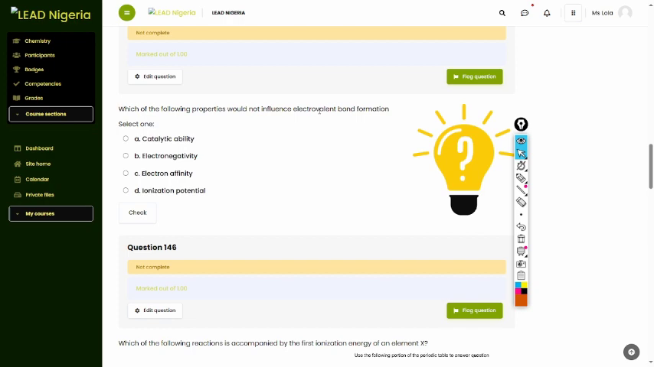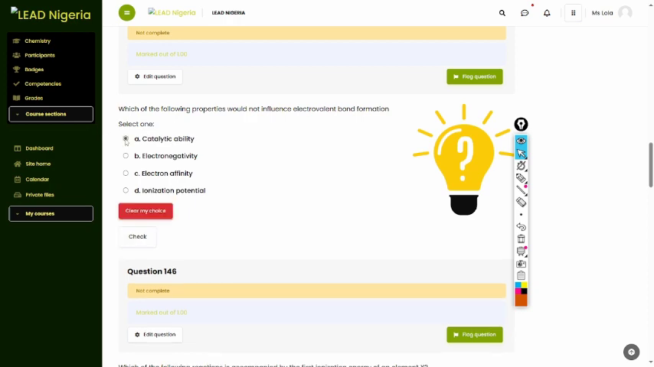Now, electron affinity has to do with the energy that is released when an atom gains an electron, and gaining of electron happens when electrovalent bond is formed. So electron affinity also affects that. Ionization potential refers to the potential of an atom to ionize by either losing or gaining electron. So that also influences. So the answer is catalytic property or catalytic ability.